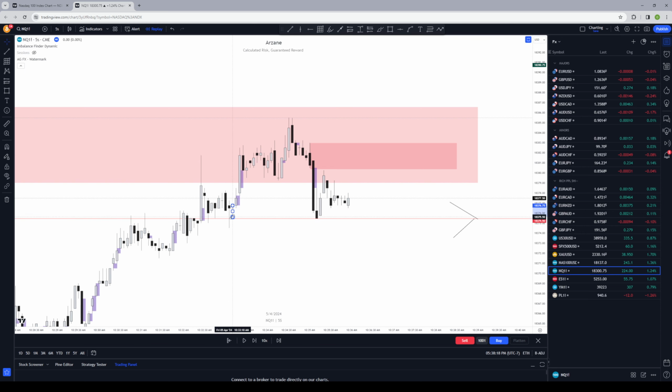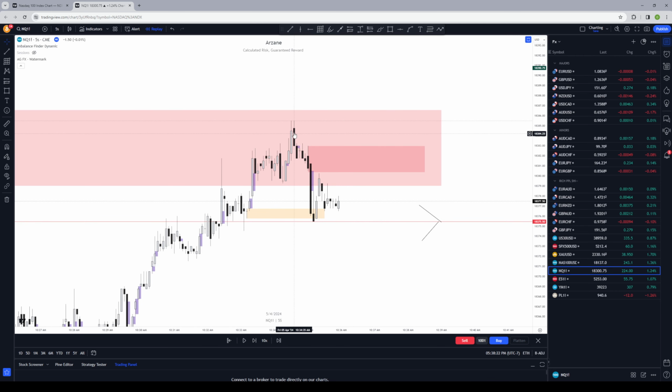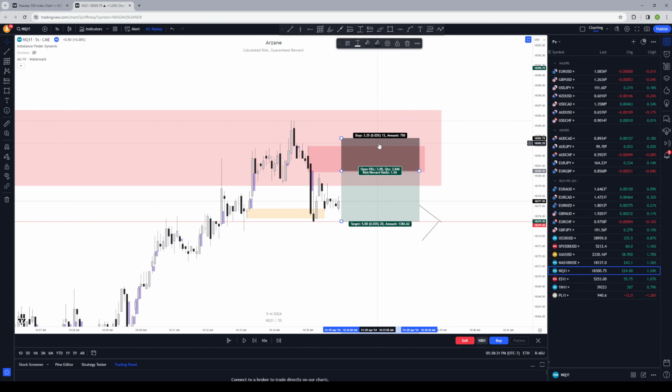Right here, to me, this is my zone. Because that low broke, I'll be looking to sell off of here or up here. Safest way is to cover the stop loss on the high. You can just cover the zone if you'd like. You do count for spread, so maybe 1 or 2 ticks.